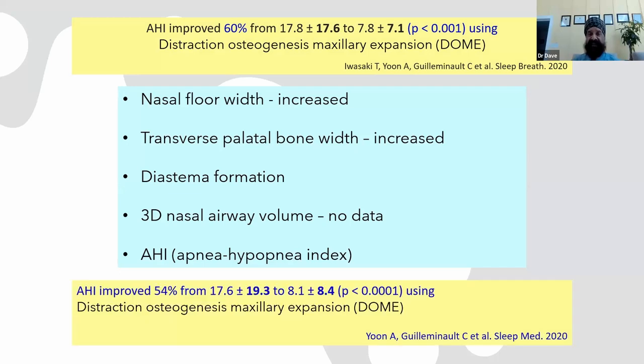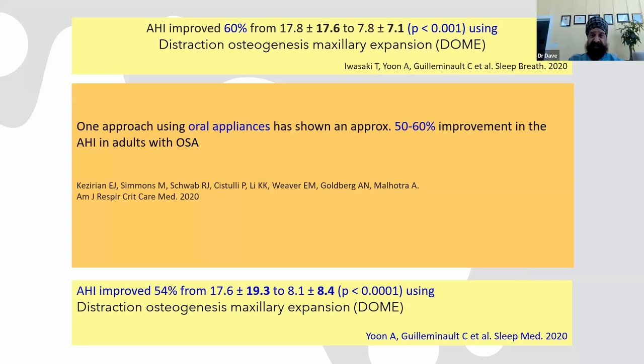And then the other study, you can see here, 54% improvement from 17 events per hour down to about 8 events per hour using the same procedure. So there is improvement between 54 and 60%. However, if you look at the non-surgical oral appliances, they also show about 50 to 60% improvement in the AHI in adults with OSA. So my question really is, do we want to do an invasive surgical procedure where you may get a similar or the same outcome using some of these craniofacial oral appliances rather than craniofacial surgery?